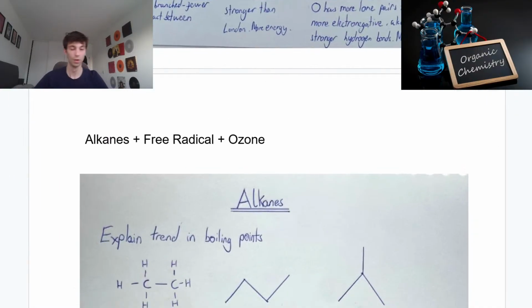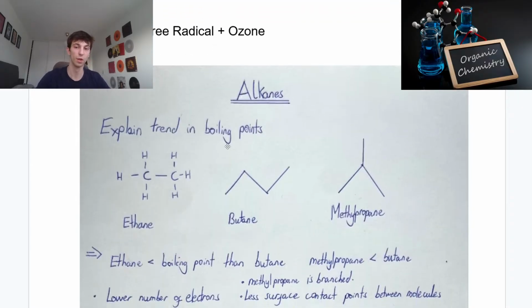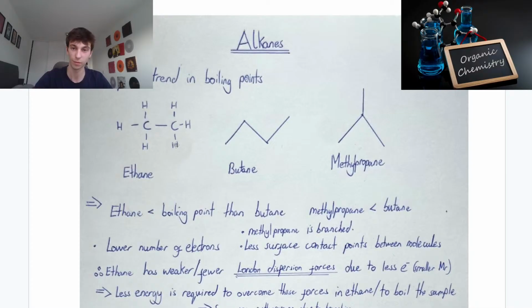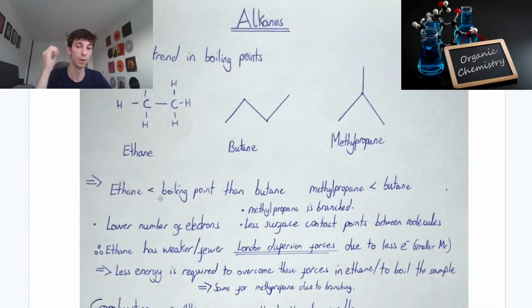Alright. So we start with alkanes, free radical substitution. I'm going to talk about ozone because it's linked to free radical substitution. We've already gone through explaining the trend in boiling points. We know ethane, butane and methyl propane. Ethane, having the shortest carbon chain, will only have London dispersion forces. We have no dipoles, no polar bonds, and no hydrogen bonding. So ethane will have a lower boiling point than both butane and methyl propane.